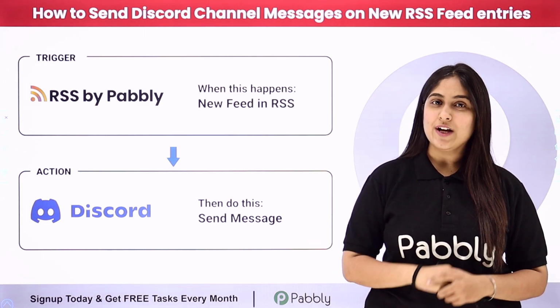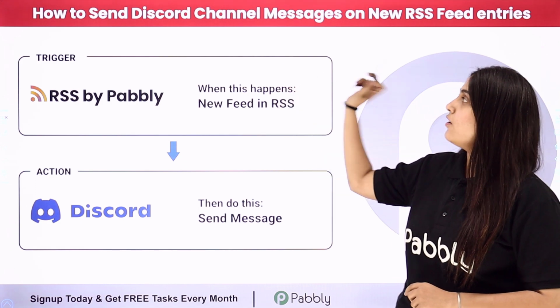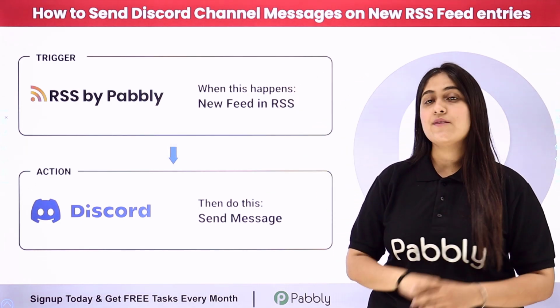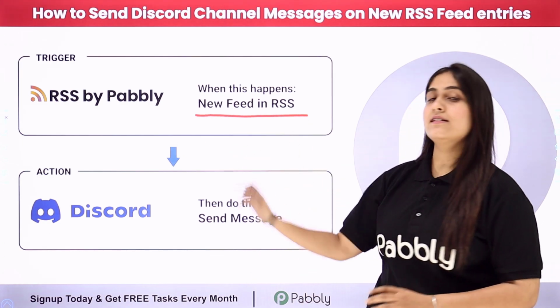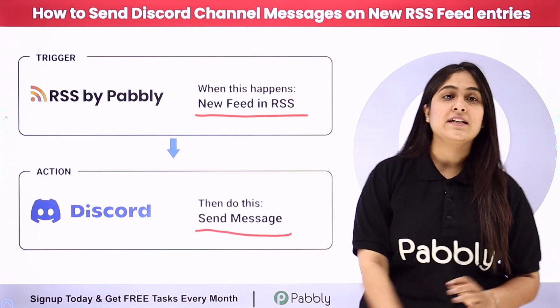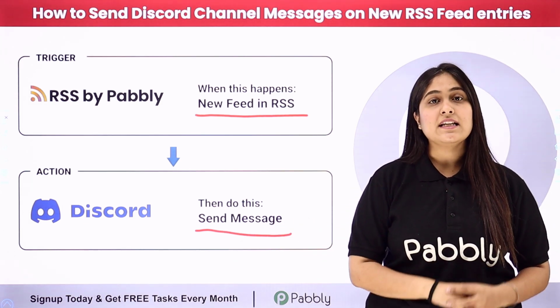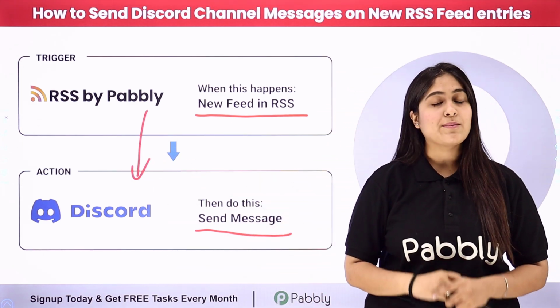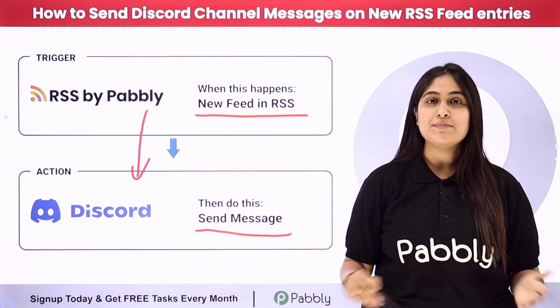So in this video we are going to learn how to send Discord channel messages on new RSS feed entries. So here in this case I want whenever a new feed in RSS is captured, automatically a message on my Discord channel should be sent for that feed. So here to build this connection I need to connect these applications, and here to connect these applications I'm going to use an automation software named as Pabbly Connect.